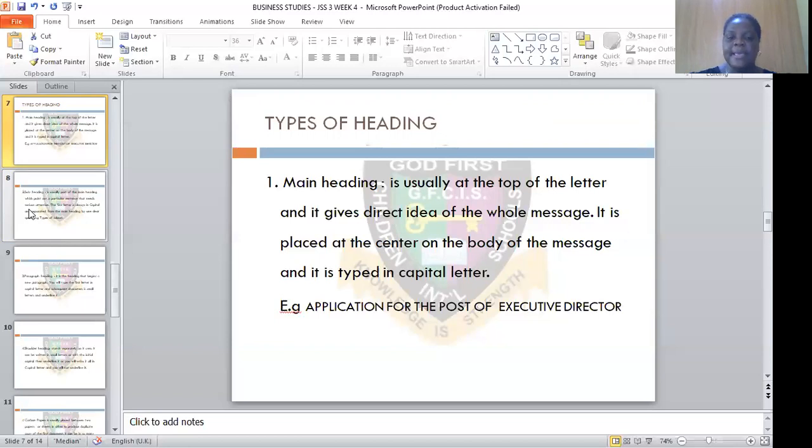Don't forget. That's why we have the example here: "Application for the post of executive director." So they knew that you are applying for the post of executive director. Every subsequent thing that you would tell that qualifies you for being the executive director of such an organization will be written in the body of the letter. But the main heading has to do with application for the post of executive director.